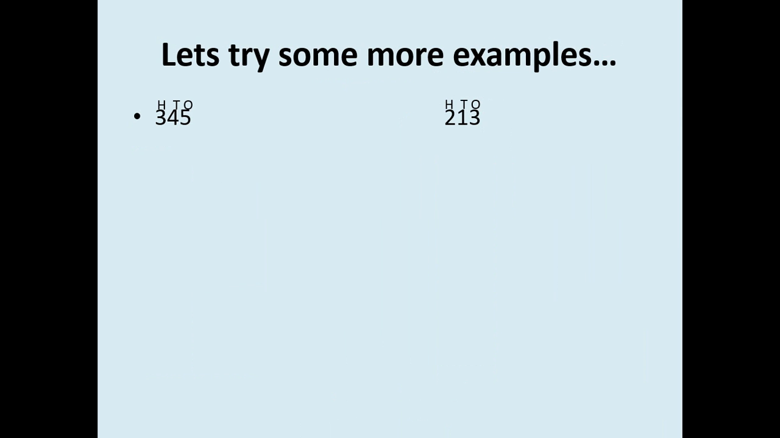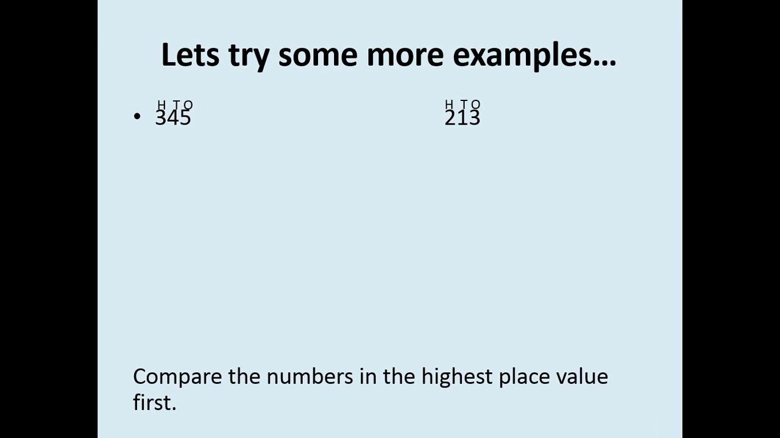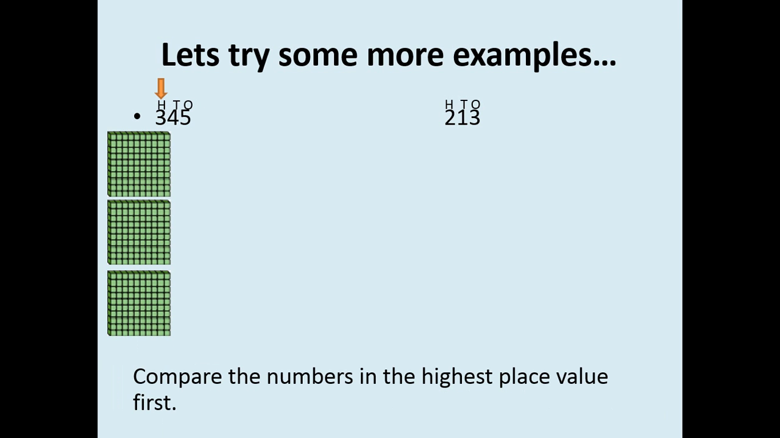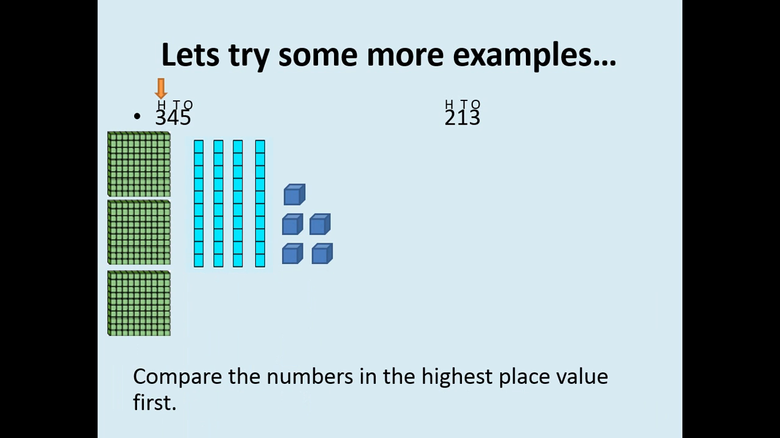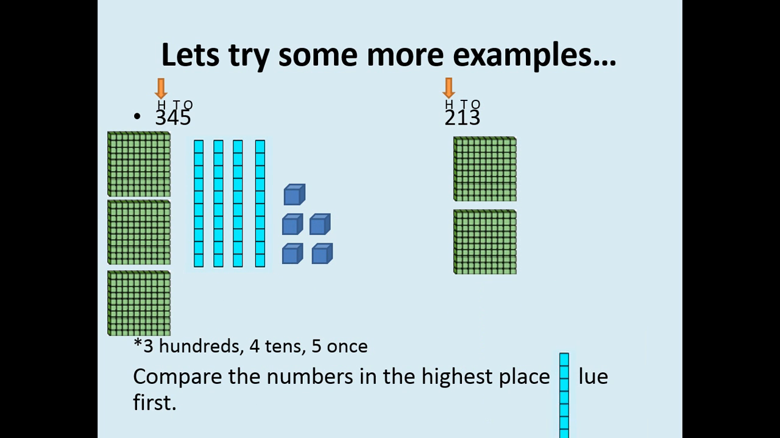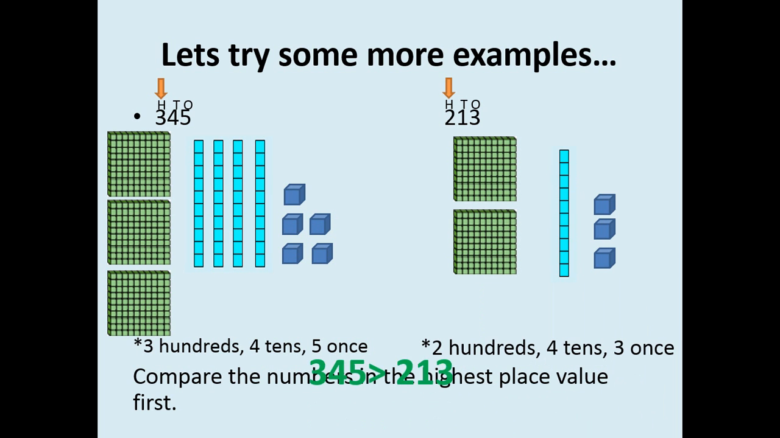Let's try more examples. 345 compared to 213. The first step, look at the highest place value. 3 on the hundreds place. I have 300, I have 4 tens, and I have 5 ones. I compare it to my next number, which is 213: 200, 1 ten, and 3 ones. I can say that 345 is greater than 213.